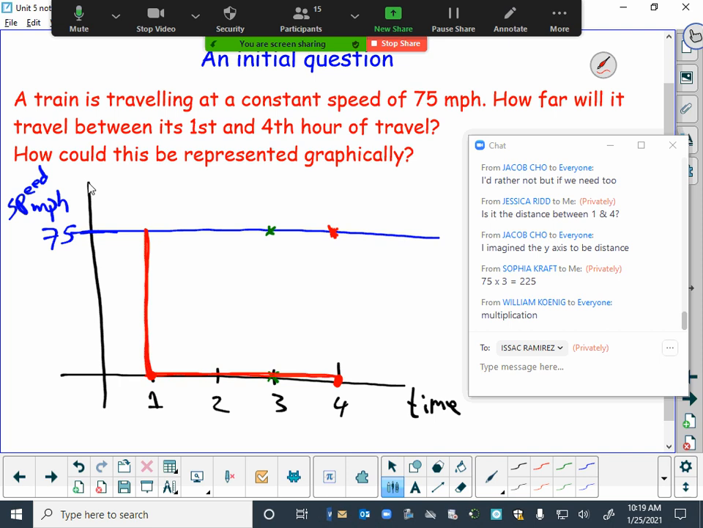certainly when we learned multiplication way back in the very beginning, it was drawn as like rectangles, right? And so this rectangle, if we look at it, is 3 hours wide and how tall?